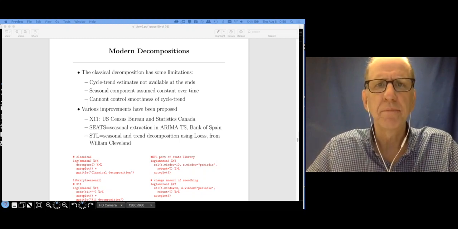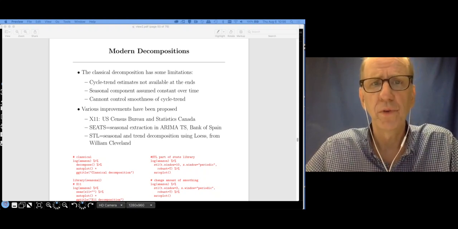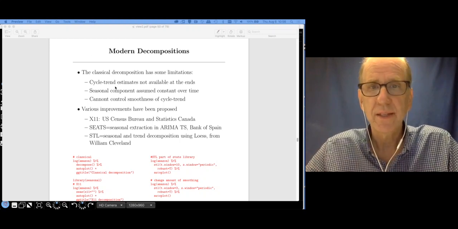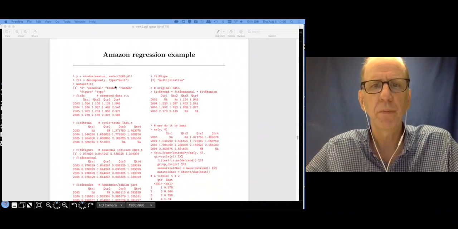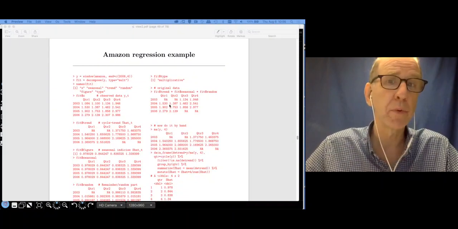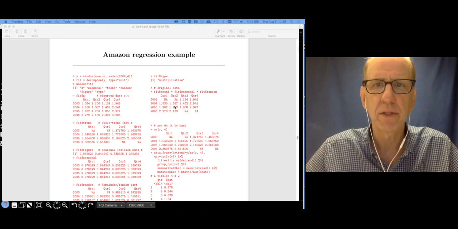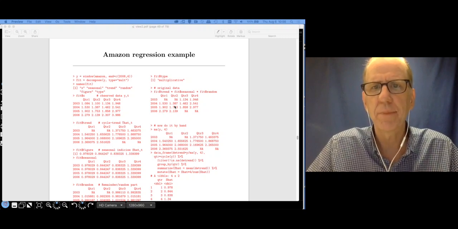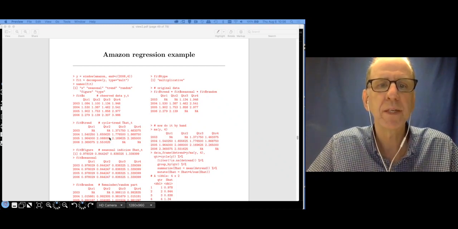All right, let's start with the modern decompositions. So the classical decomposition that we've gone over has a number of limitations. So the first is that the cycle trend estimates are not available at the ends. If we go back to the Amazon regression example, remember we were computing the centered moving average, and that means I have to have an equal number of points on either side of the focal observation. So when we look at the cycle trend data, the moving average is missing points on the end.